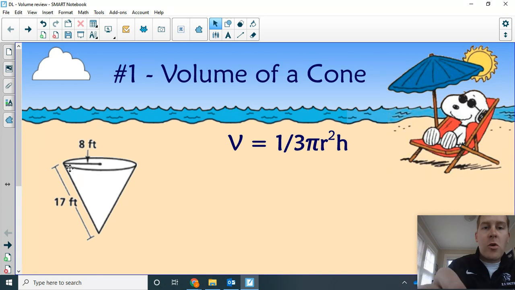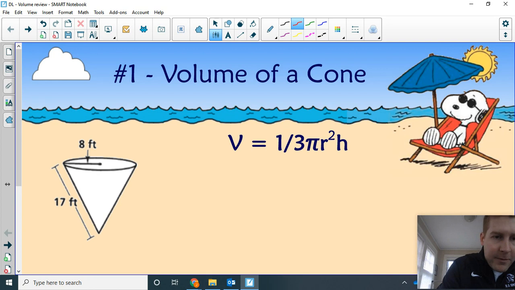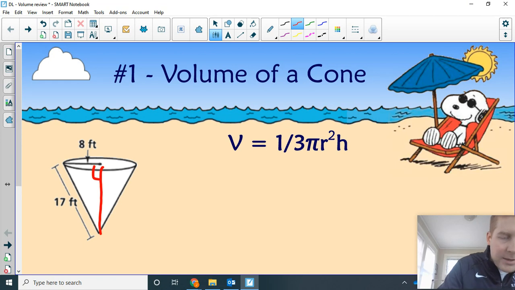So if I were to draw in the height, I'll put it in red for you guys. I'm going to go from the middle of my cone straight down, and those two should be perpendicular. What we notice, I'm going to call this X. You could call it H if you'd like. We actually now have a right triangle here.